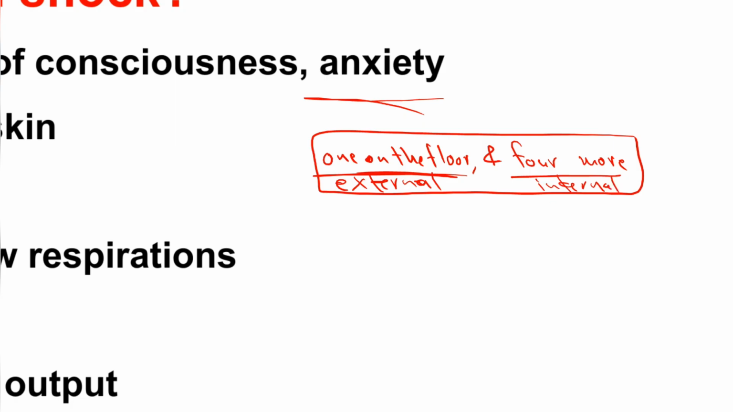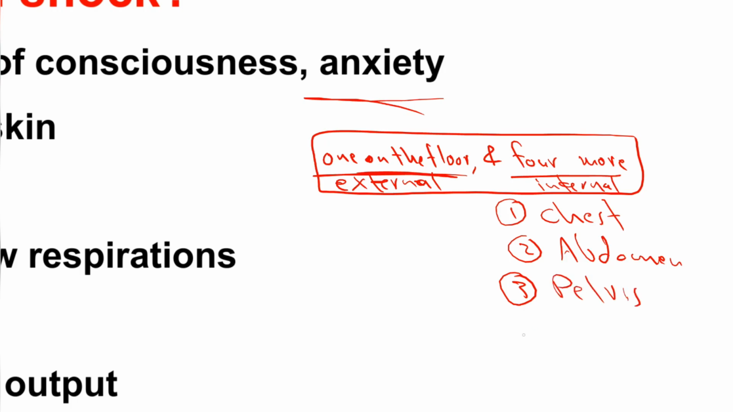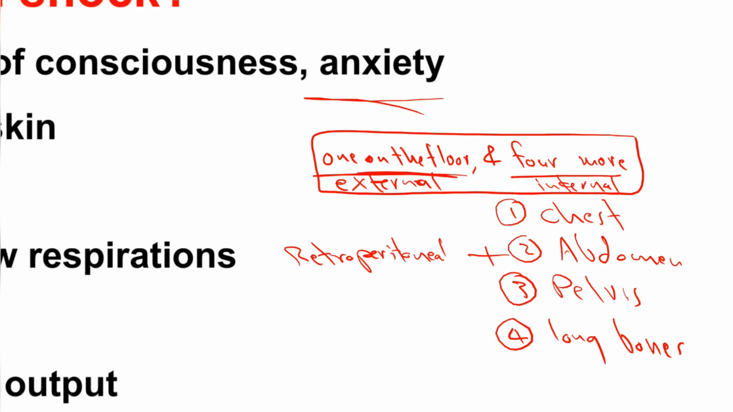What are these internal bleeding sites? You have to memorize this very well: from the chest, from the abdomen, third from the pelvis, and finally from the long bone. And don't forget, with the abdomen, examine the retroperitoneum. So look at the flanks, because there might be missed bleeding.